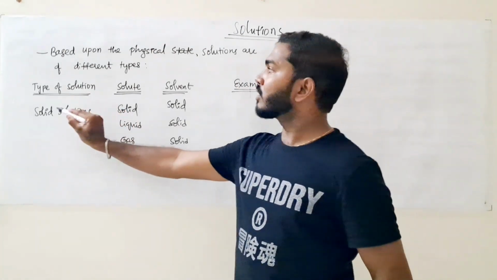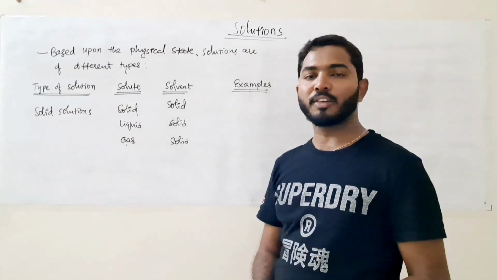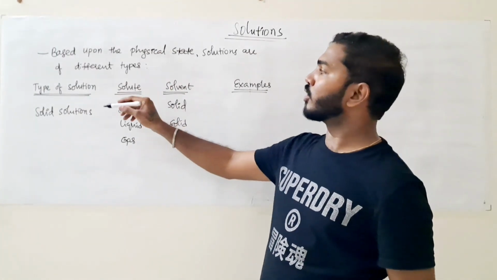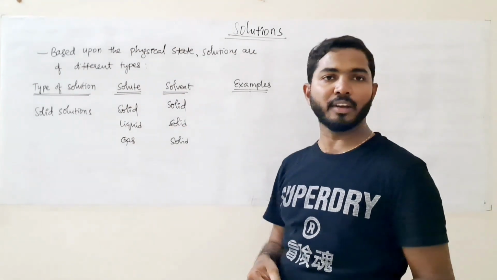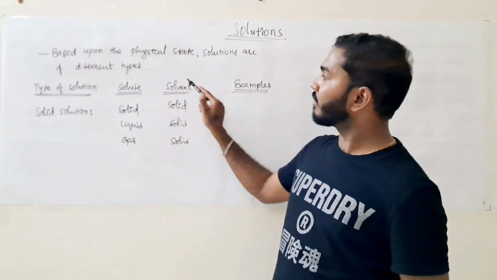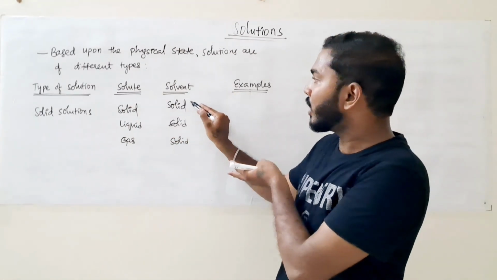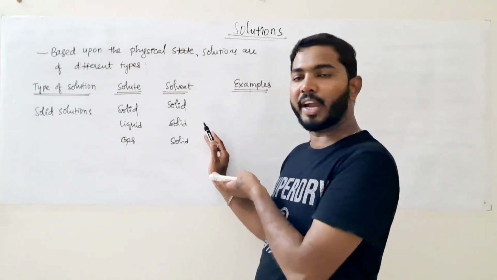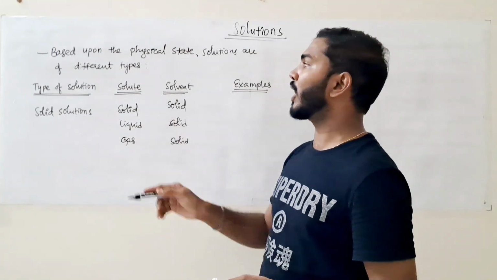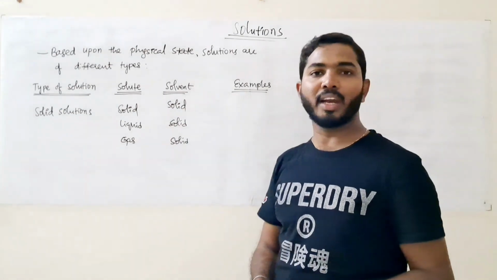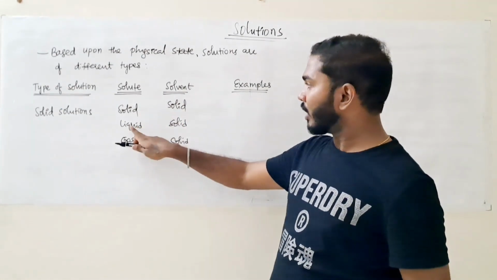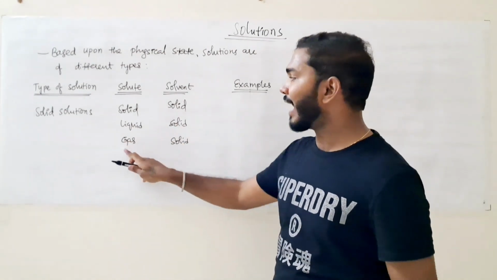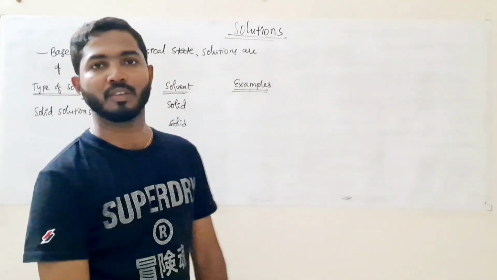And now let us just talk about solid solutions first. Within the solid solutions, if we talk with respect to the solute's and solvent's physical state, let us maintain the solvent as a fixed physical state and change the solute's physical state. Then we are going to get solid in solid type of solutions, liquid in solid type of solutions, and gas in solid type of solutions.